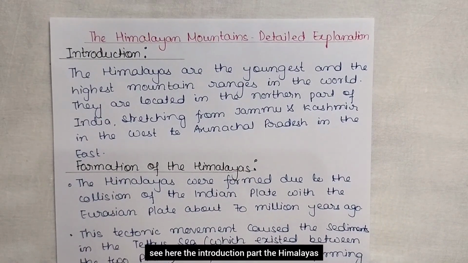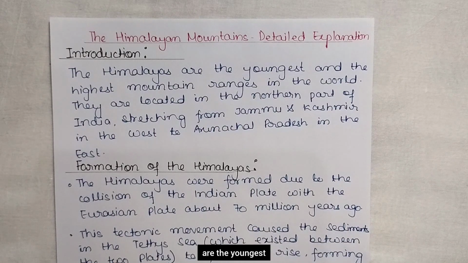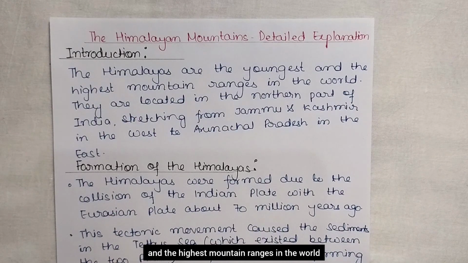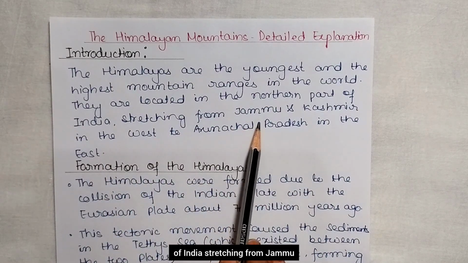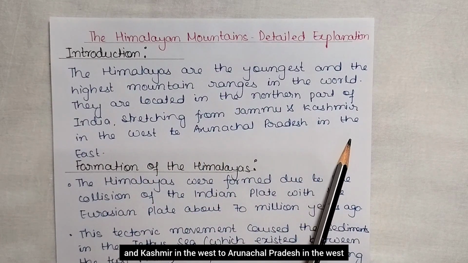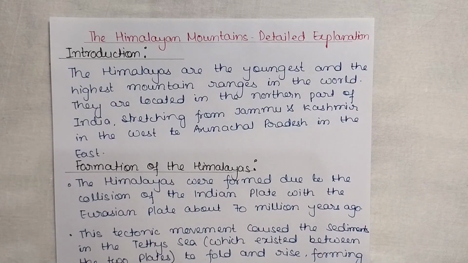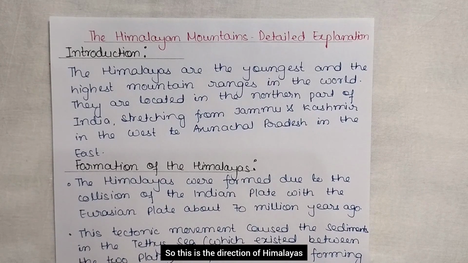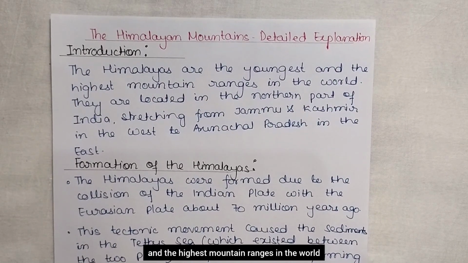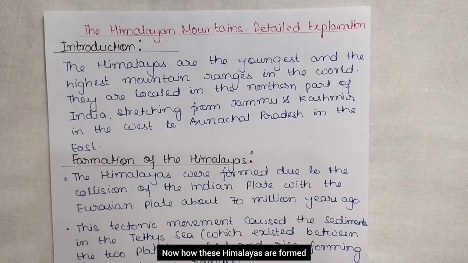So see here the introduction part. The Himalayas are the youngest and the highest mountain ranges in the world, and they are located in the northern part of India, stretching from Jammu and Kashmir in the west to Arunachal Pradesh in the east. Okay, so this is the direction of Himalayas, and they are the youngest and the highest mountain ranges in the world. Now, how these Himalayas are formed?